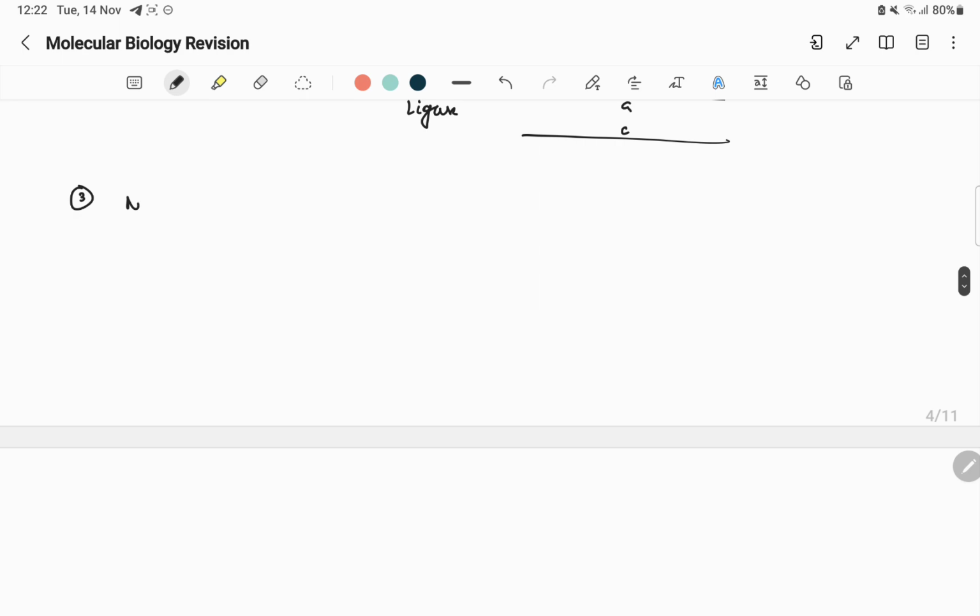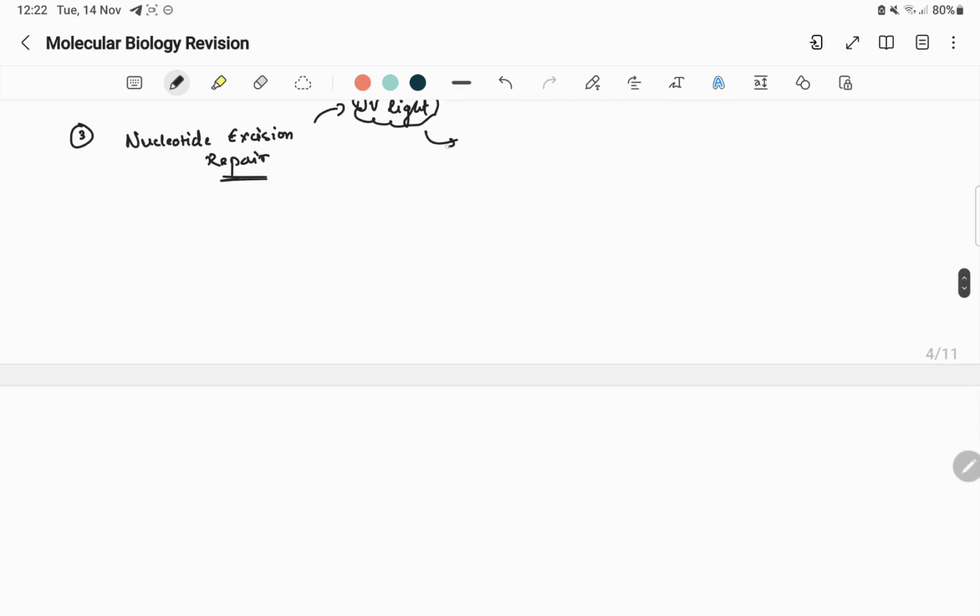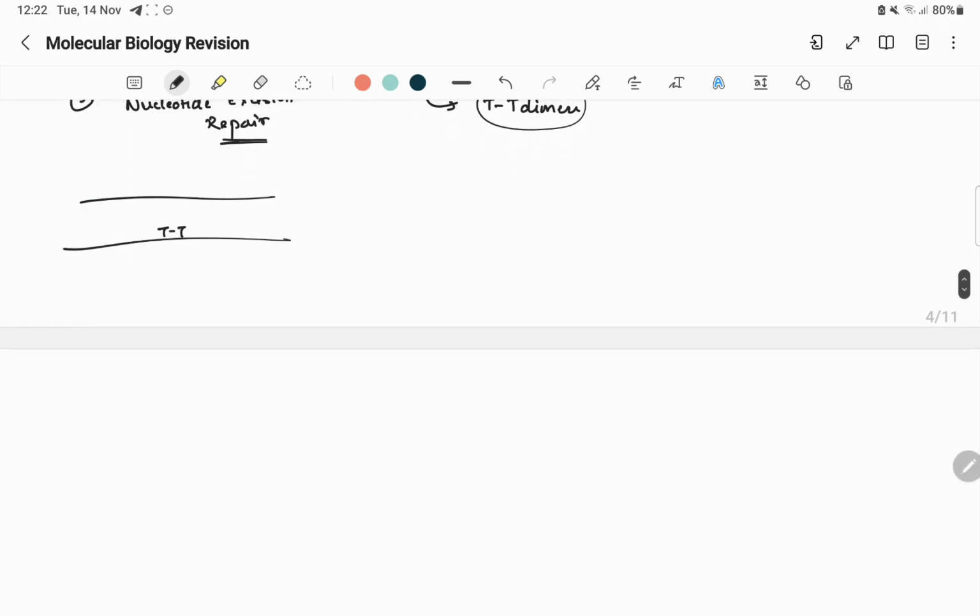The third one is nucleotide excision repair. The nucleotide excision repair is induced by UV light. That means the damage caused by UV light will be repaired by nucleotide excision repair. You know UV light will form TT dimers, so we have to remove the TT dimers. Let's take a DNA strand with TT dimers. Here you have TT dimers.